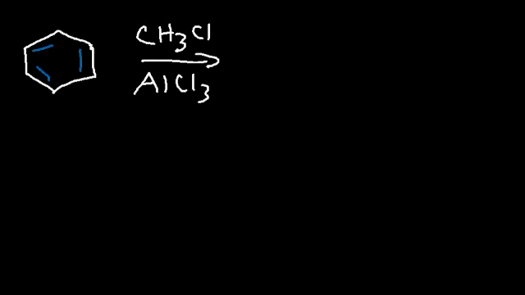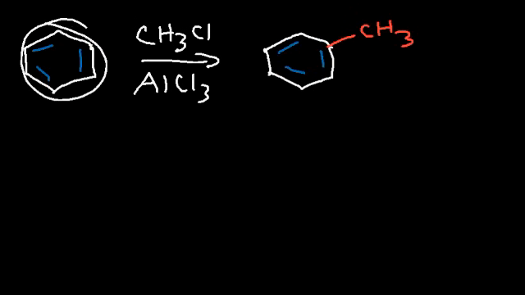So we know what the major product is going to be. All we need to do is get rid of the chlorine atom and attach the CH3 group to the benzene ring. Now keep in mind there are other products, but this is going to be the major product if we use a 1-to-1 ratio between benzene and methyl chloride. But now how can we propose a mechanism for this particular reaction?